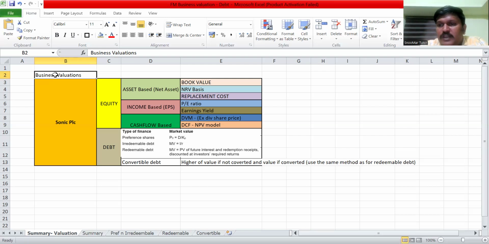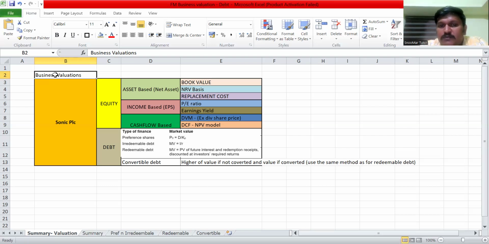So redemption value would be at a premium. Let's consider a 10% premium. Normally a debt nominal value is 100. So a 10% premium means that you would be redeeming it at 110, which is effectively 100 into 1.1, or 110 percent. So that is the case over here.